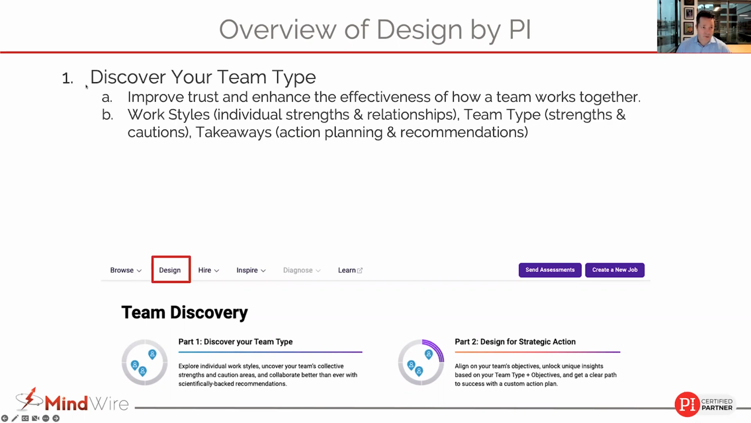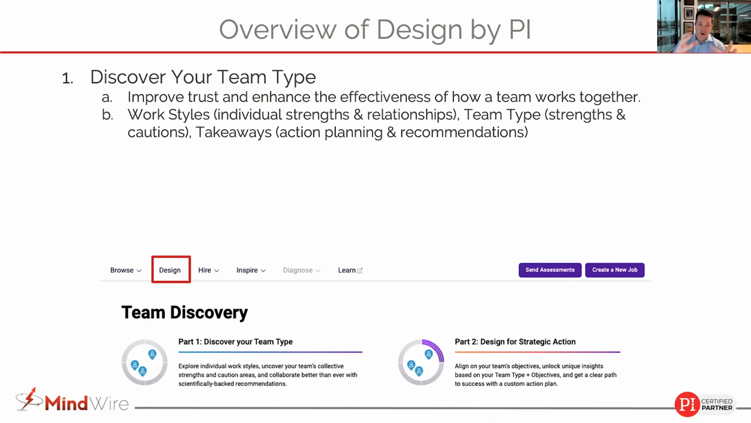The first element of using design is called discover your team type. And this is really meant to help a team look at and improve the effectiveness of how they work together by identifying what type of team it is. The software does that for you, and what the likely strengths and likely caution areas of that team are, so that a team can help better understand who's good at what and individually, and what strengths do they bring and what might they be good at, as well as how do we work together more effectively by addressing both the strengths and our caution areas.